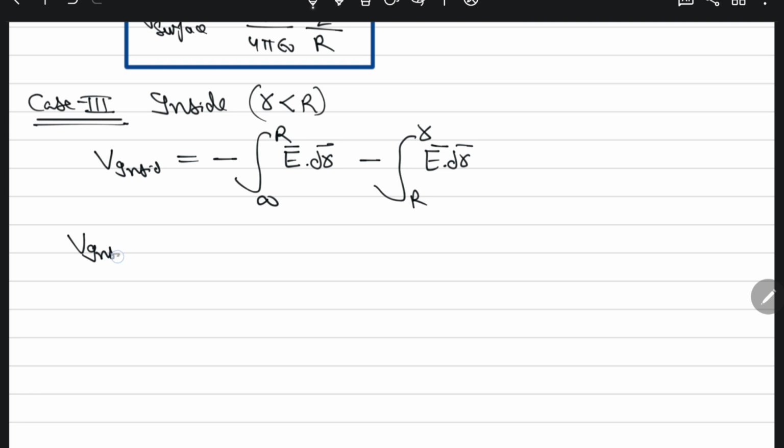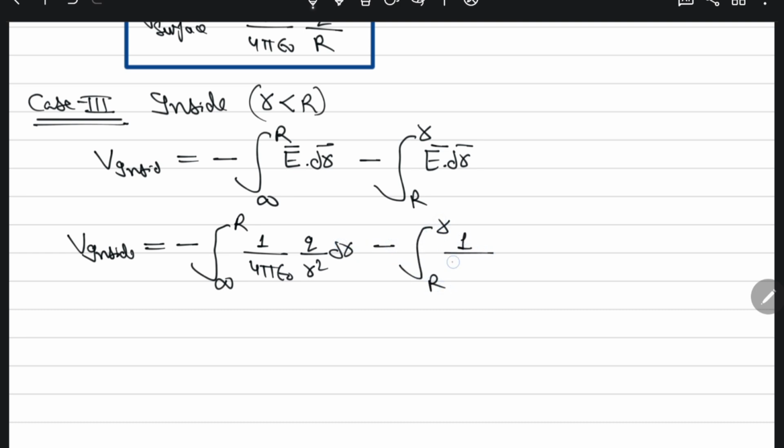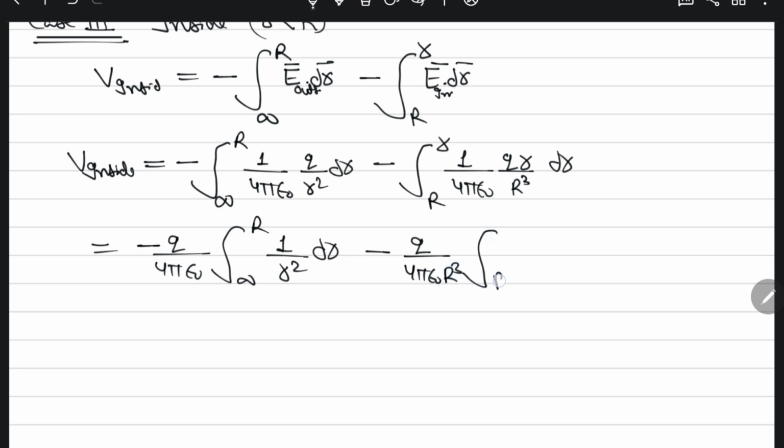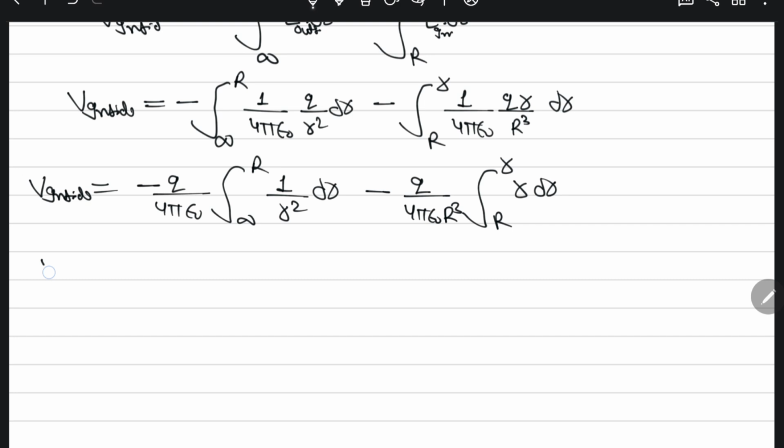So the potential inside you can find as: from infinity to capital R, outside, 1 upon 4 pi epsilon naught q by r square dr, and from capital R to small r, inside, 1 upon 4 pi epsilon naught q by R cube times r dr. So now minus q upon 4 pi epsilon naught, I take the outside integral from infinity to capital R of 1 by r square dr, and here q upon 4 pi epsilon naught R cube, integration from capital R to small r of r dr, gives the potential inside.